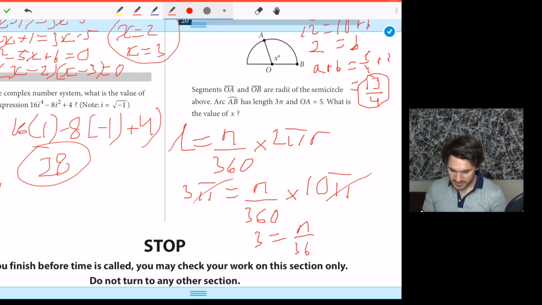Multiply both sides by 36. What is 36 times 3? 36 times 3 is 108. So our answer is 108. And that is it. That is the non-calculator section.